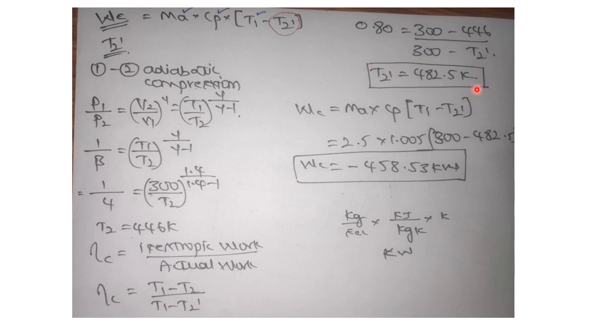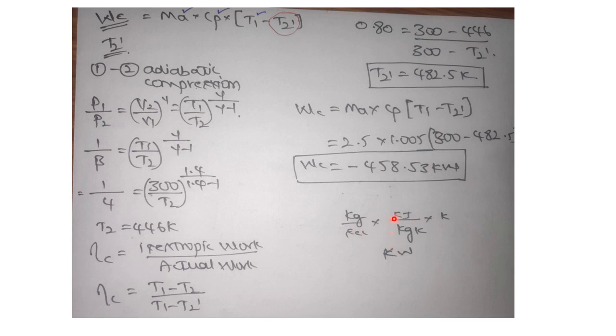Since you have calculated T2 dash, you can easily calculate the compressive work. When you calculate the things, it will be minus 458.53 kilowatts. Always be careful about the units. Since the mass flow rate of air is in kg per second, Cp is in kilojoules per kg Kelvin, and your temperature is in Kelvin, what happens? Kelvin goes away, and kg goes away, leaving kilojoules per second. Joules per second is watt, so the unit would be kilowatts.